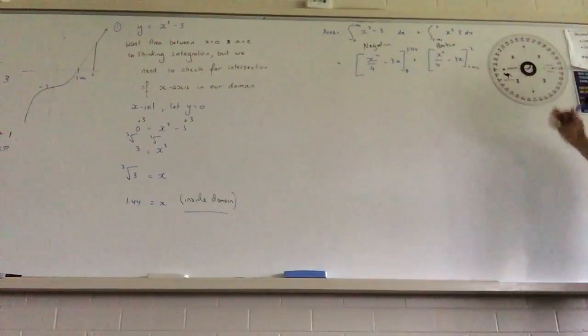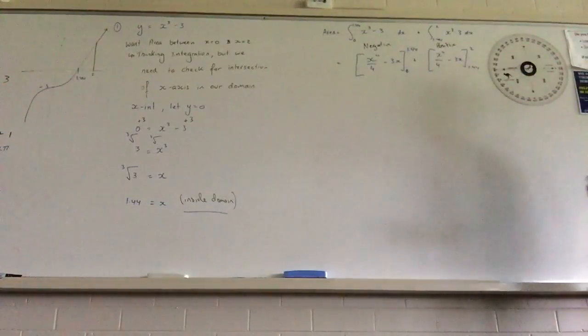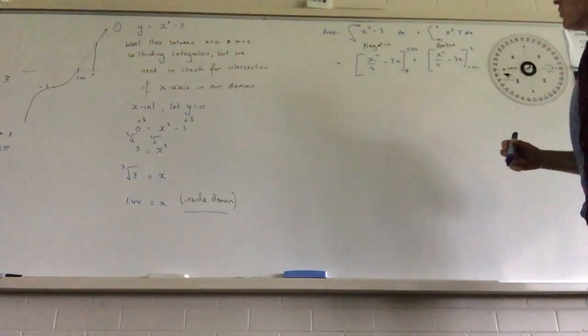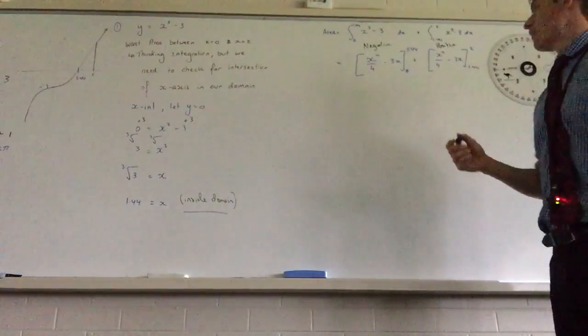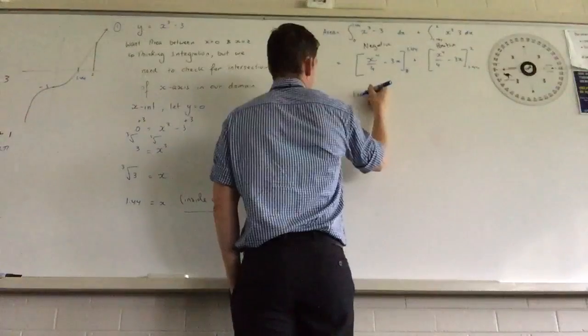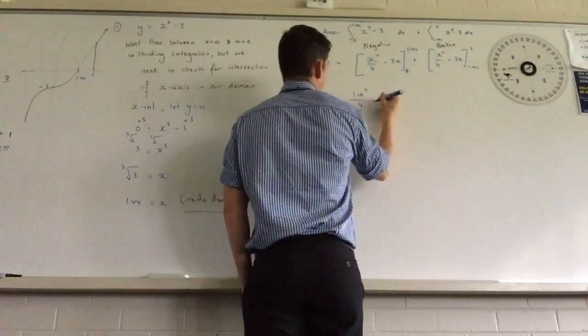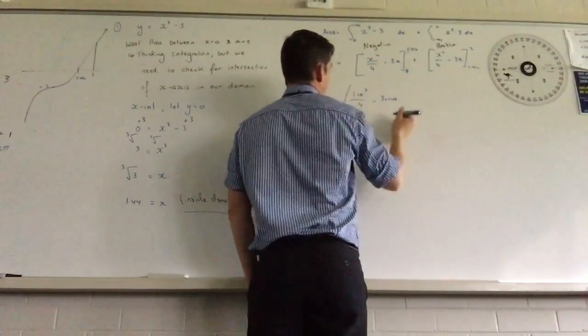So let's go through and find our negative area and a positive area, and let's see if we can find a way to get around or how to deal with these problems. So what do you think? What's my first step after that? Sub my values in. Which one goes first? 1.44, so the power of 4 over 4 minus 3 times 1.44. What do I do with that now?